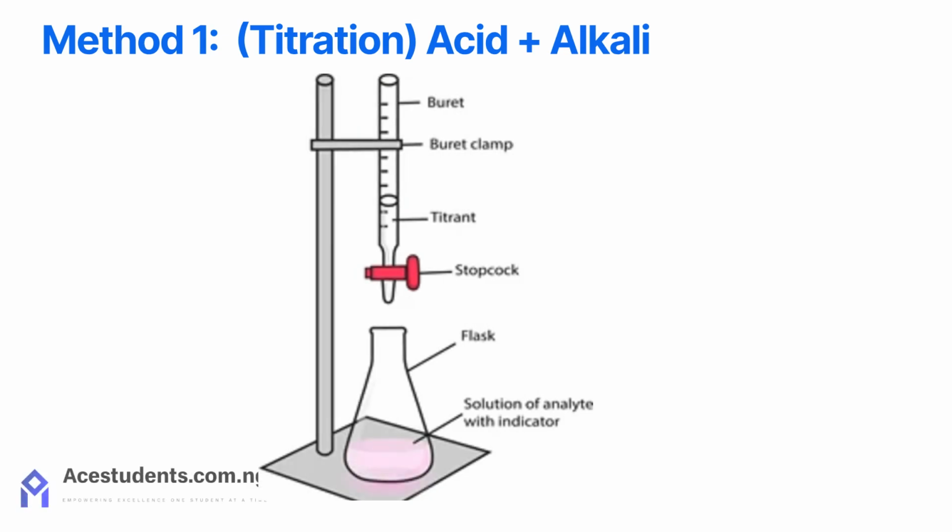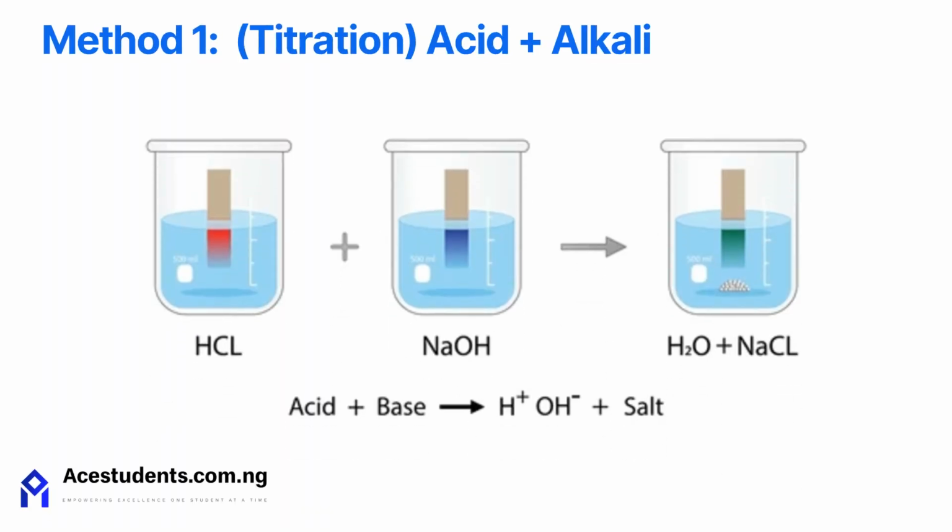Method 1 is titration, reacting an acid with an alkali. Titration is a precise method to determine the exact volumes needed for complete neutralization, yielding a pure salt without excess reactants. For example, sodium chloride is prepared using hydrochloric acid and sodium hydroxide. Both are soluble, making titration the required method.